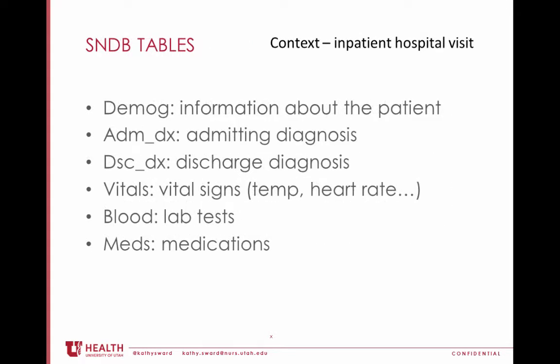So these are the tables in our database. There's one that is called DEMOG that has basic information, demographics about the patient, name, and so forth. There's admitting diagnosis and discharge diagnosis. These are called ADM underscore DX and DSC underscore DX, admitting and discharge. There's a vitals table. Vital signs are those measurements like temperature, heart rate, blood pressure. There's a blood table that has a few selected lab tests, and a meds table that lists medications.